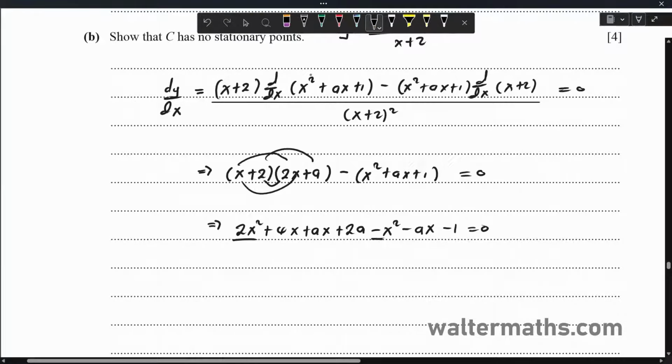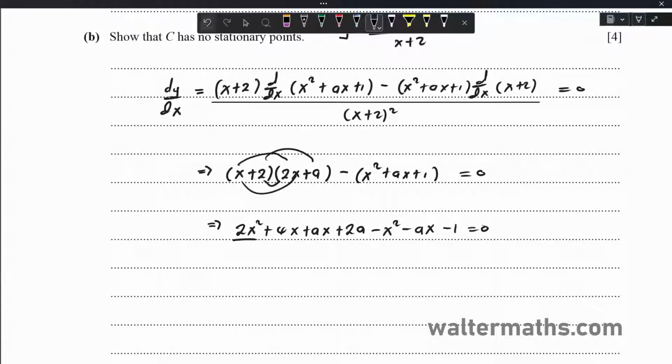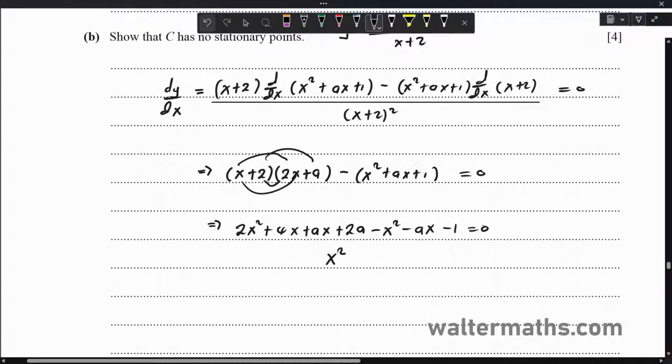2x squared minus x squared is x squared. ax minus ax is 0, so we are left with 4x, and the constants, 2a minus 1. So it's going to be x squared plus 4x plus 2a minus 1 equal to 0.